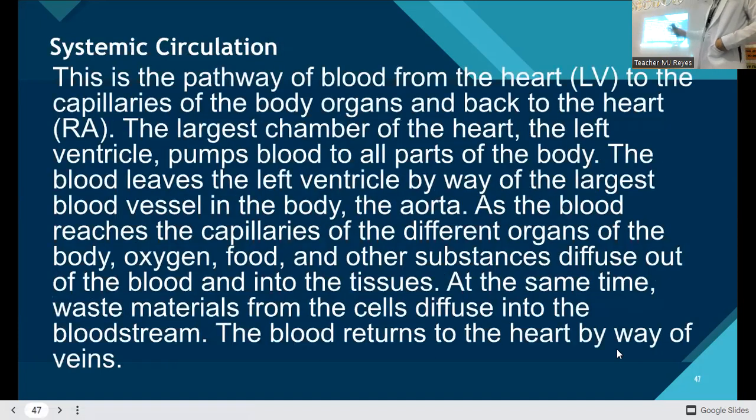The rest of the veins are carrying carbaminohemoglobin, or carbon dioxide containing blood. Don't worry. Do not be confused. I will let you see the pattern.